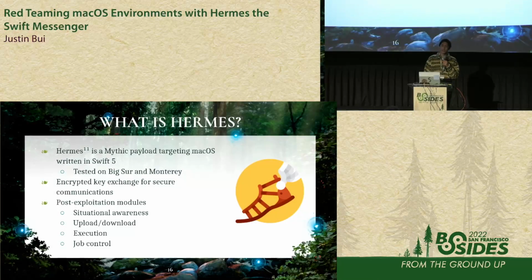So what is Hermes? Hermes is a Mythic payload targeting macOS written in Swift 5. It's been tested on Big Sur as well as Monterey, and Hermes implements an encrypted key exchange for secure communications. What this means is that each implant goes through this key exchange to securely generate a unique session key to encrypt all future agent traffic. Hermes includes various post-exploitation modules that include situational awareness, upload and download, execution, as well as job control.